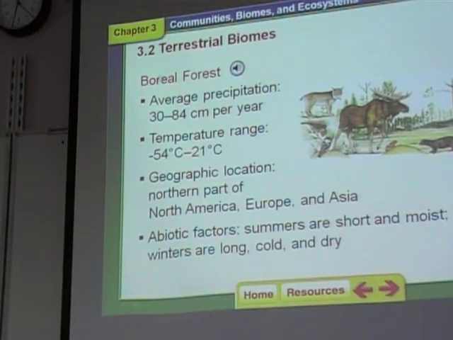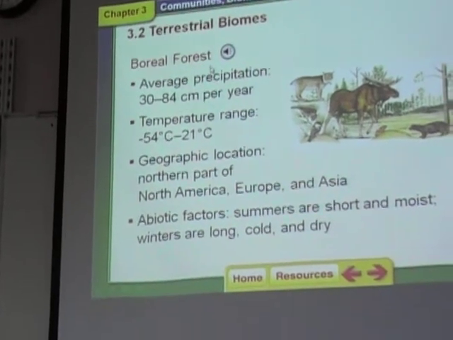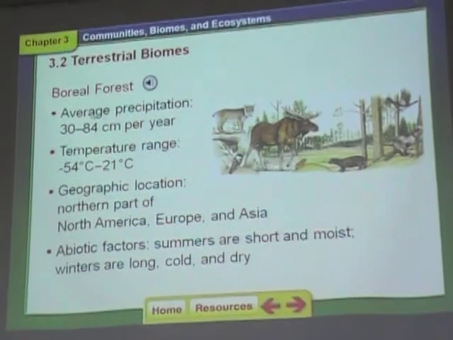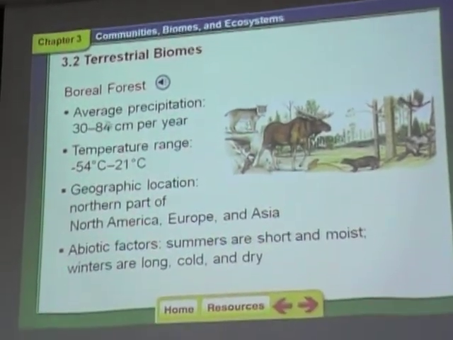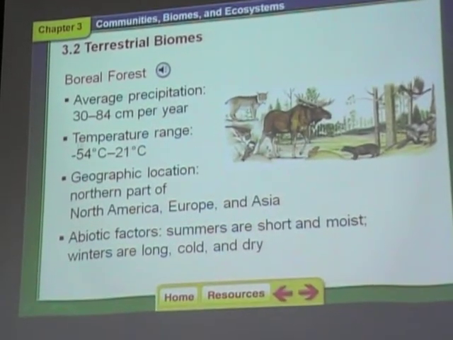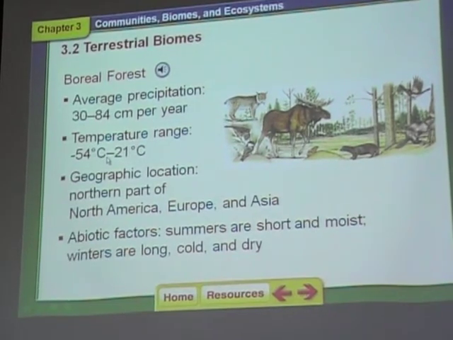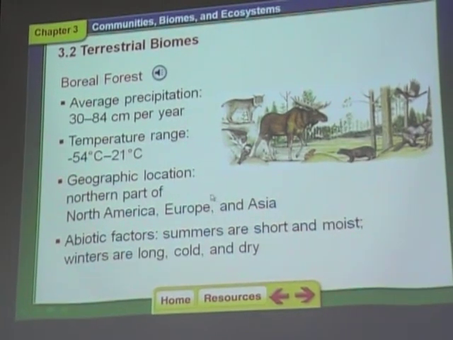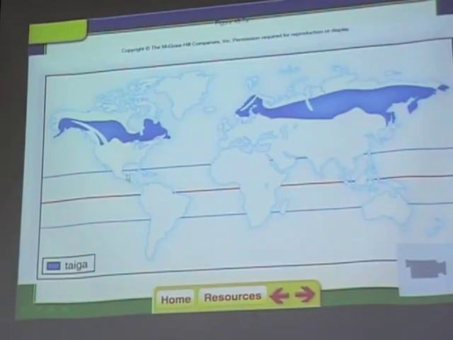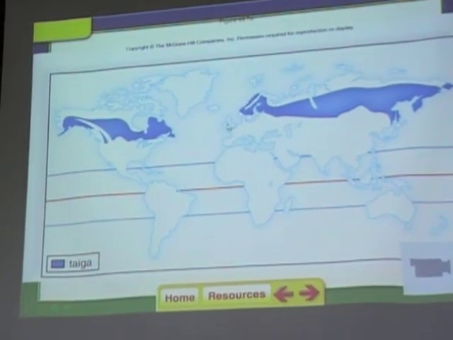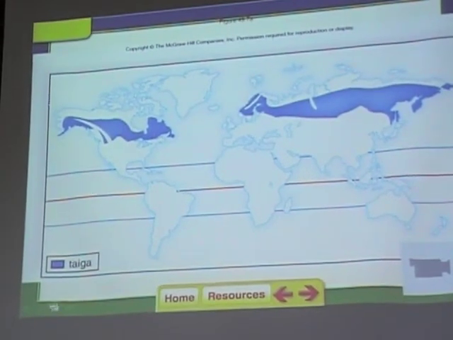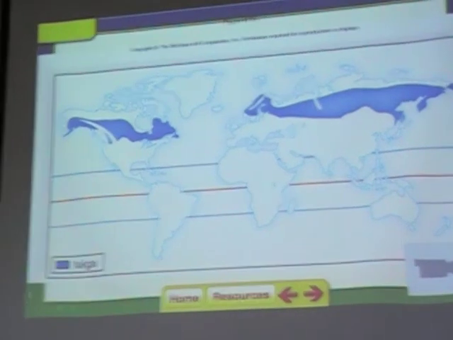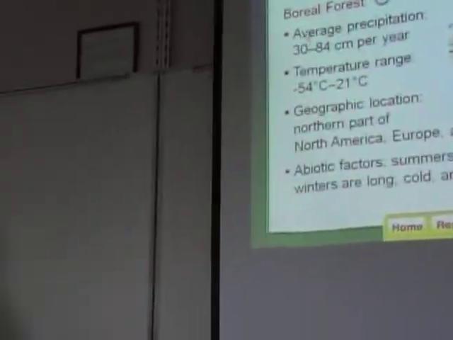Then you have what we call the boreal forest. It's also known as taiga. A little more rainfall now. Temperature's a little warmer, but still can get really cold. Northern part of North America, Europe, and Asia. These places, and here's where they're talking about here. Canada, up here. Huge coniferous forest. We call this taiga or boreal forest.